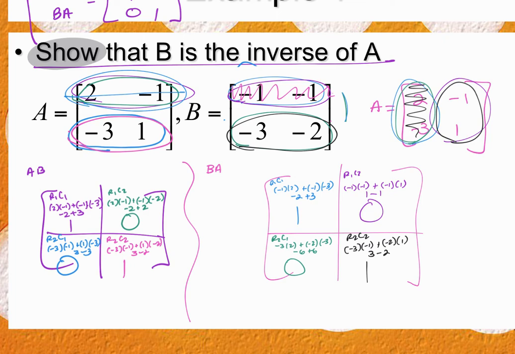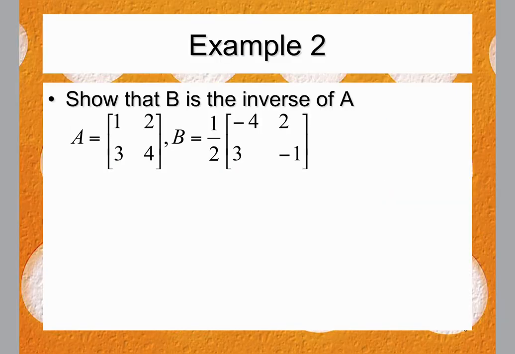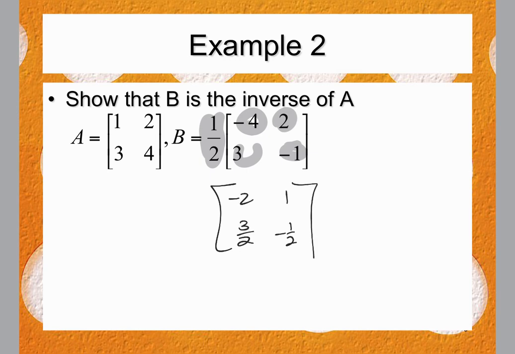Questions so far? All right. I'm not going to go all the way through this, I'll be honest. But I want to show you what's different with this one. There's a scalar on B first, right? So I have to take care of that and then do it. So I would have to multiply this in to each of these, okay? And I'd get -2, 1, 3 halves, and -1 half. And then do A, B, and BA, okay? We won't go all the way through it because I'd rather teach you how to find these than this.